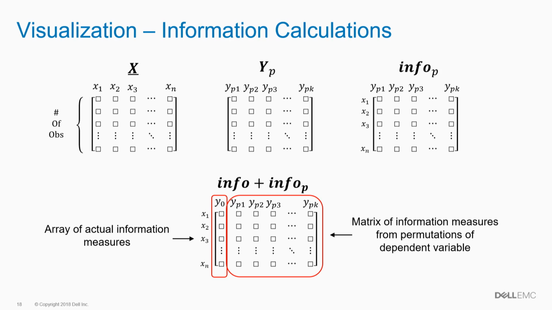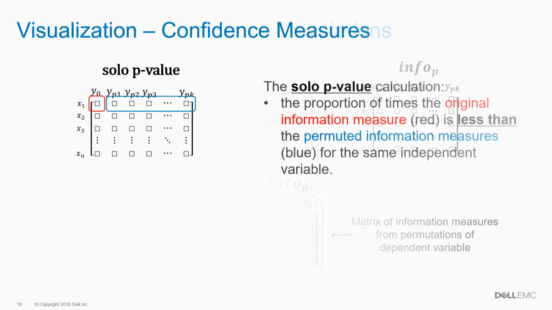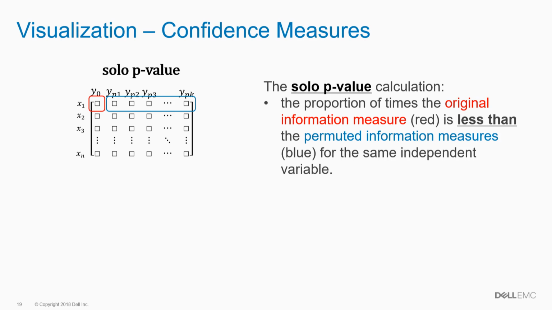At the end, we're going to combine our array that has our actual information measures with our matrix of information measures from the permutation of our dependent variable, which we know to be random. And we're going to draw confidence measures from these. The two confidence measures that we're going to go over are the solo p-value and the unbiased p-value. The solo p-value is where we are just looking at the actual information measure, and then we're looking at all of the random information measures yp1 through ypk from the random permutations from our original x variable.